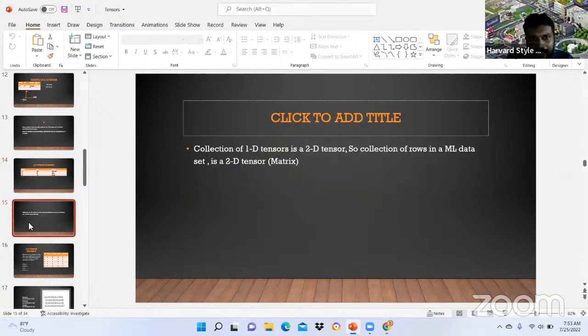Okay, guys. A collection of 1D tensors is a 2D tensor. So a collection of rows in an ML data set. That means it is a data set. You can store a data set as a 2D tensor or a matrix.